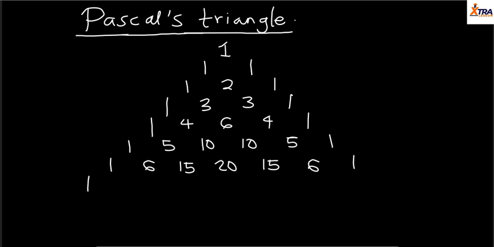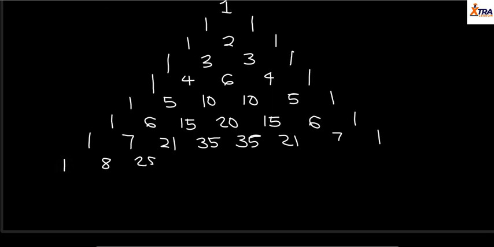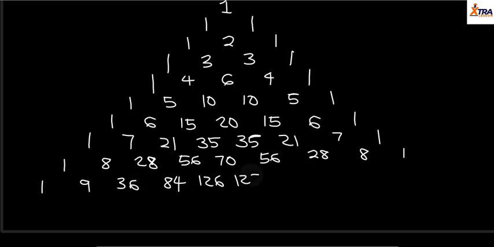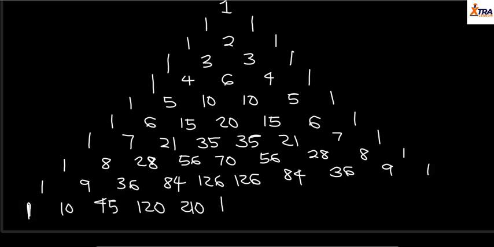The same thing, I keep on repeating the process until I reach the particular power that I want to stop. Here we'll be stopping at 10. 15 plus 20 here, 35, 35, 21, 7, 1. Moving forward, we have 1, 8, 28, 56, 70, 56, 28, 8, 1. Then 1, 9, 36, 84, 126, 126, 84, 36, 9, 1. Last but not least, we have 1, 10, 45, 120, 210, 252, 210, 120, 45, 10, 1.